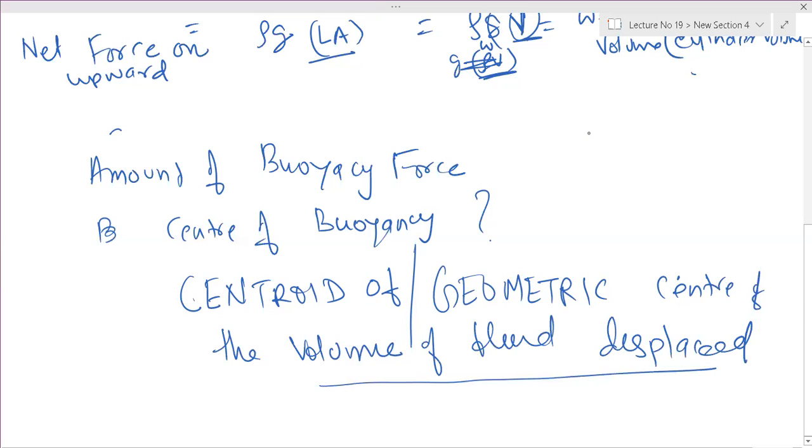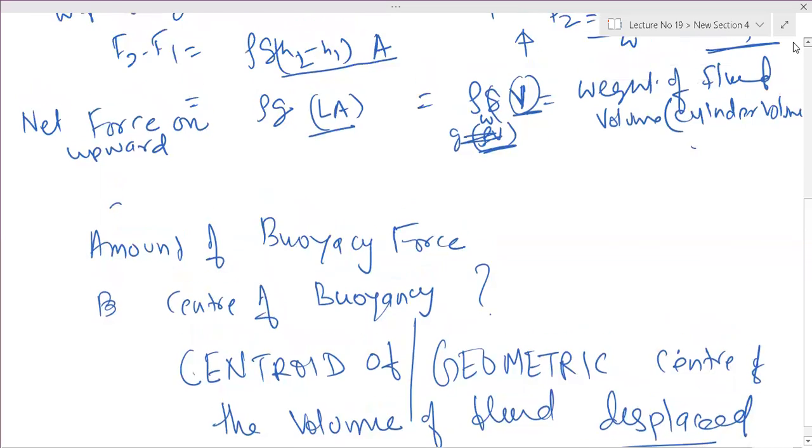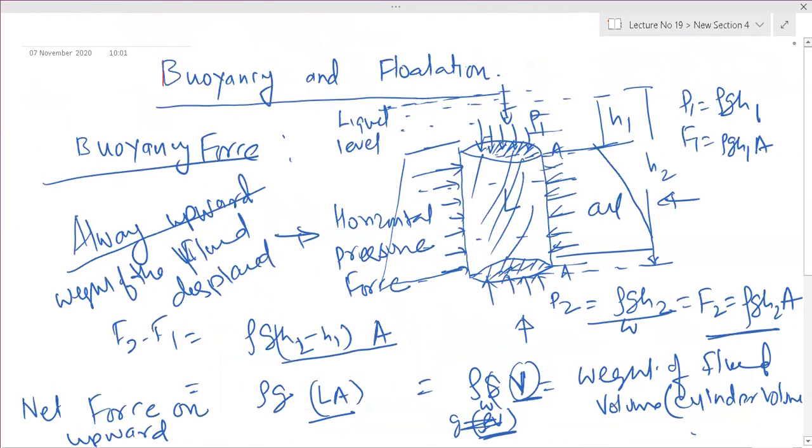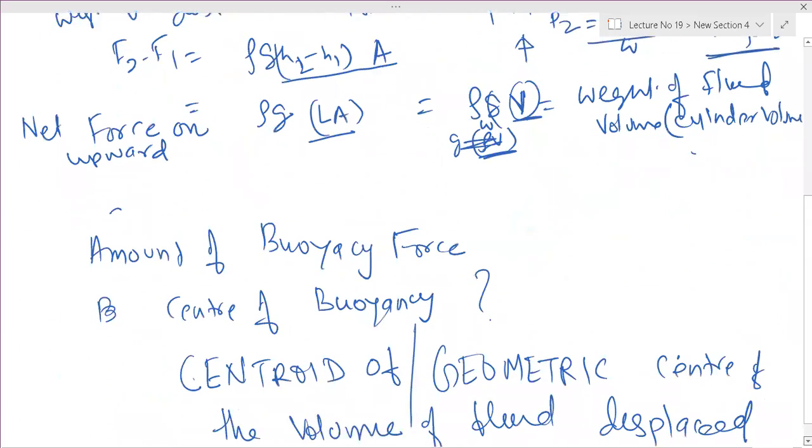For example, in our case, it is fully submerged in water. So the center of buoyancy will be at the center of gravity. Center of gravity and center of buoyancy will coincide. But try to understand this concept.